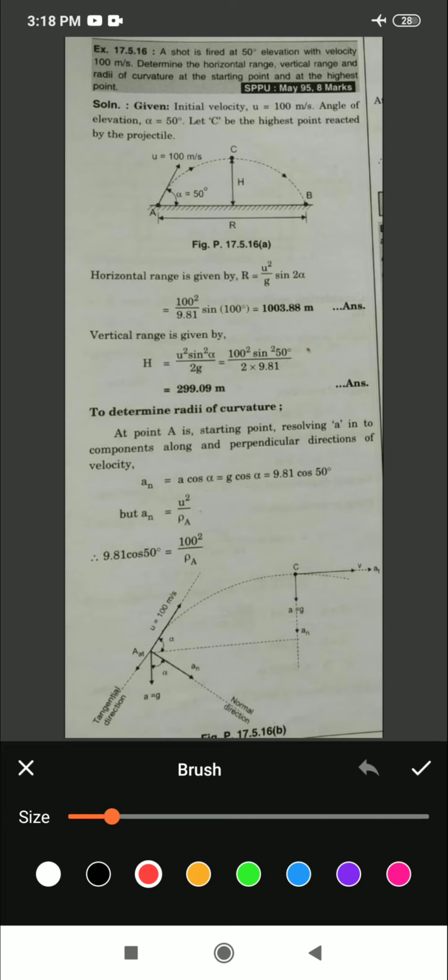Hello students, in this video lecture I am going to explain a numerical of projectile motion, and in this projectile numerical, how to find out the radius of curvature. The numerical is given as: a shot is fired at 50-degree elevation with velocity 100 meter per second. Determine the horizontal range, vertical range and the radius of curvature at starting point and at the highest point.